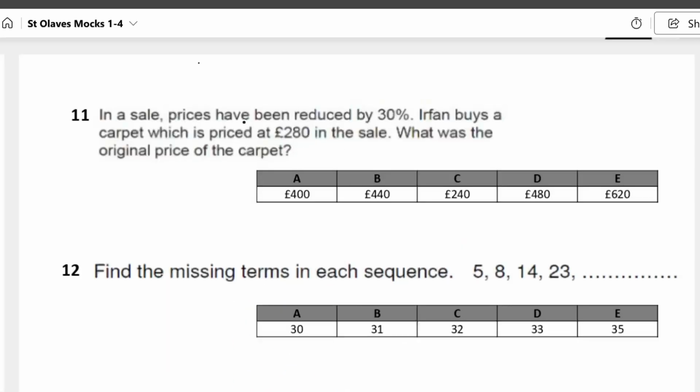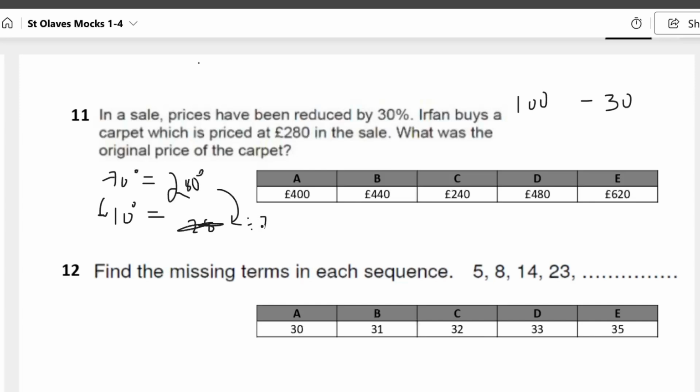For question 11, there is a sale. Price is reduced by 30%. Irfan buys a carpet which is priced at 280 in the sale. So if it's been reduced by 30%, we know that this new sale price is only going to be 70% of the original price, because 100 minus 30 is equal to 70. So if this is 70%, let's find 10% to eventually find 100%. So 10% is going to be 20. Oh, we have to divide both sides by 7. And if we divide this side by 7, we get 40 pounds.